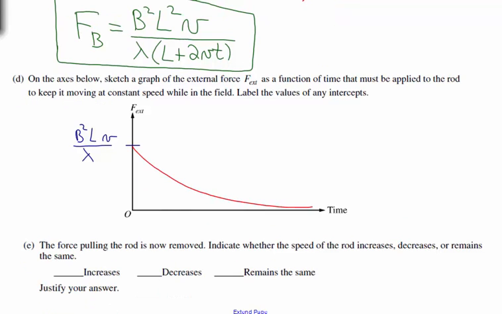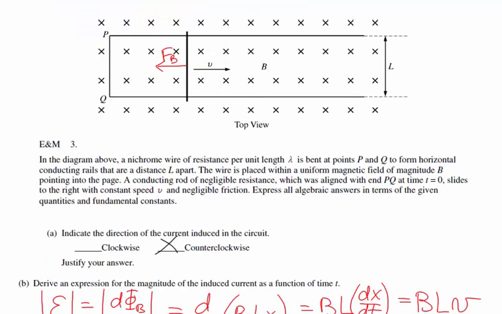The final part says that the force pulling the rod is now removed. Indicate whether the speed of the rod will increase, decrease, or remain the same. So again, going back to the drawing, if the external force goes away, we see that we still have the magnetic force that's acting on it. And so that magnetic force will now make the rod accelerate, and the acceleration is opposite the direction of the velocity. And so when the acceleration and the velocity vectors are in opposite directions, that's going to cause the object to slow down. So this magnetic force will slow the rod down as time goes on, and eventually it would stop.